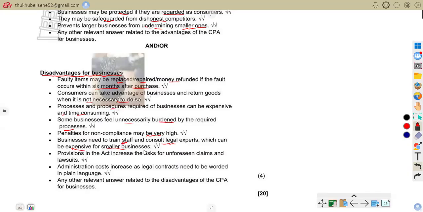Staff must understand these legal requirements. So this is very expensive. For example, hiring a legal advisor to review policies, then you have to part ways with the profit of the business. That is an expense. That is why it is a disadvantage.